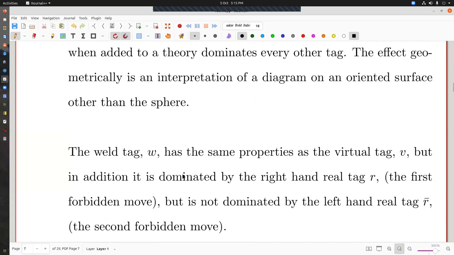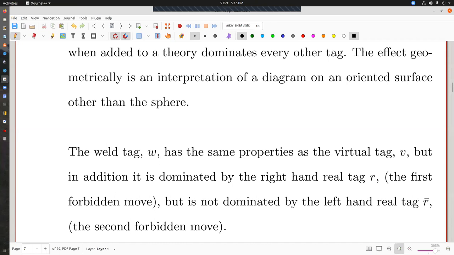Okay, the weld tag W has the same properties as the virtual tag V, but in addition, it is dominated by the right-hand real tag R. You see, so V is not dominated by R, but W is, and so this is the first forbidden move, okay?